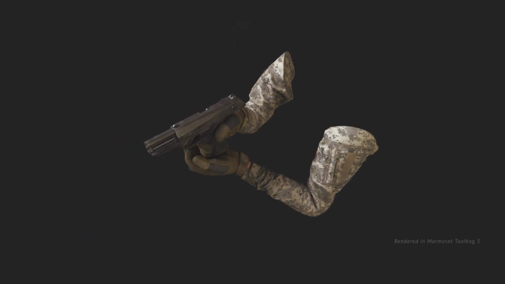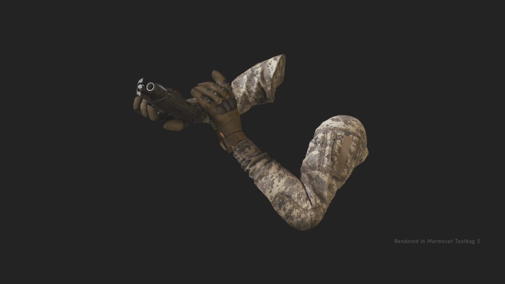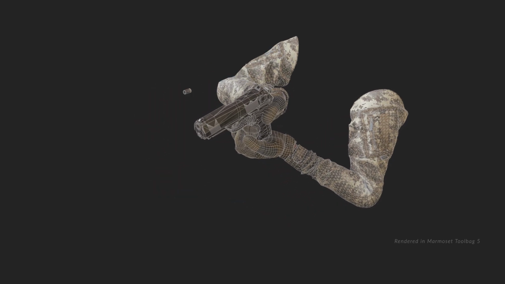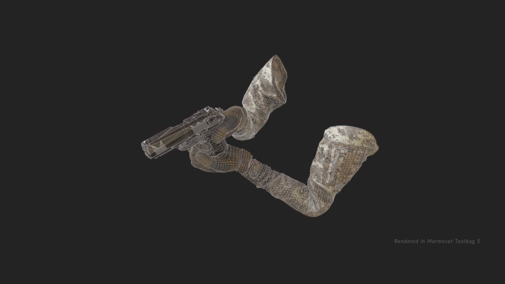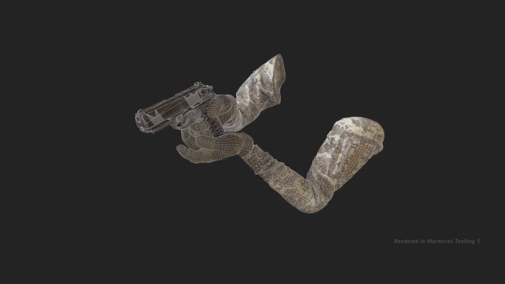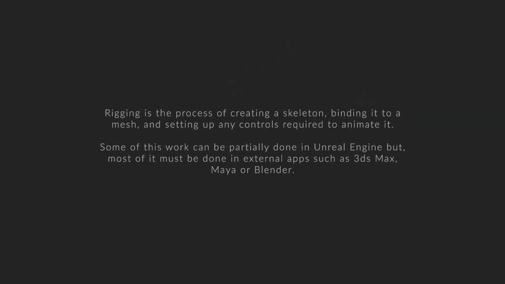Skeletal meshes allow for very complex and detailed animations, but in turn, working with them is a lot more involved than working with static meshes, not just within Unreal Engine, but also in the DCC app, where the asset needs to be properly rigged first. Rigging is the process of creating a skeleton for an asset and setting up any controls that might be required to animate it. Some of this work can be done in Unreal, but most of it must be done in an external app, such as Maya, 3ds Max, or Blender.